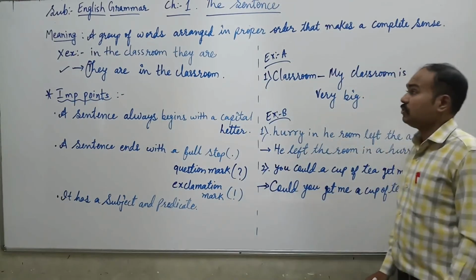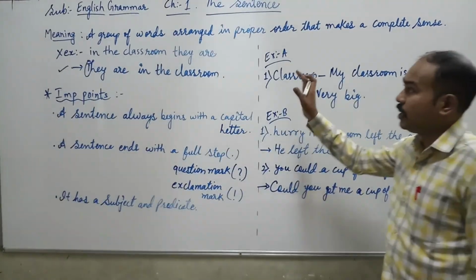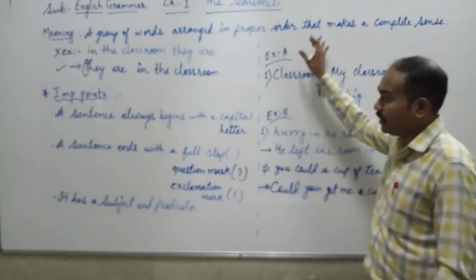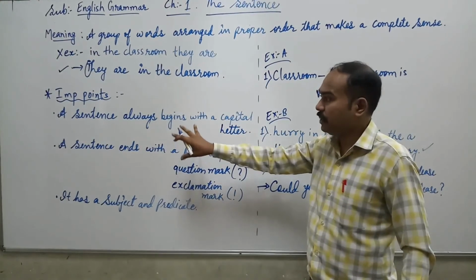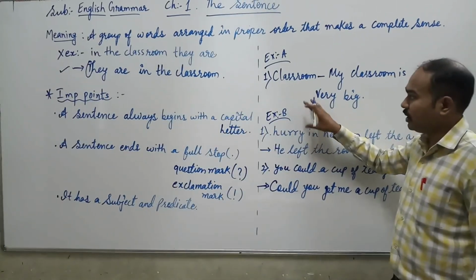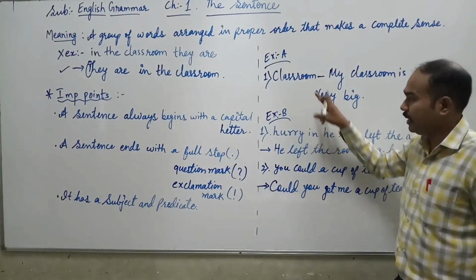So students, today we have studied the meaning of a sentence. What are the important things we have seen? The important points to be considered when we frame a sentence, and we have solved some questions from exercise number A and B.